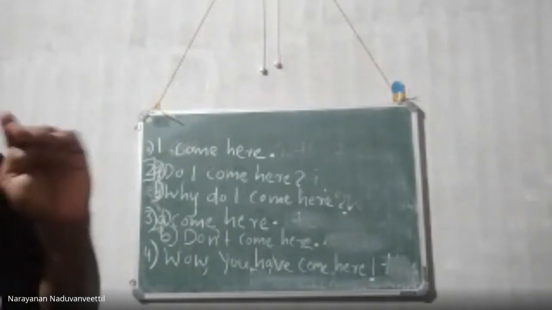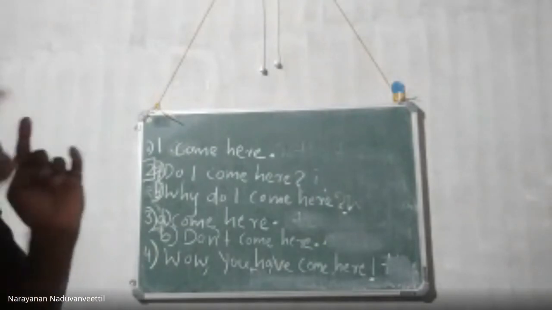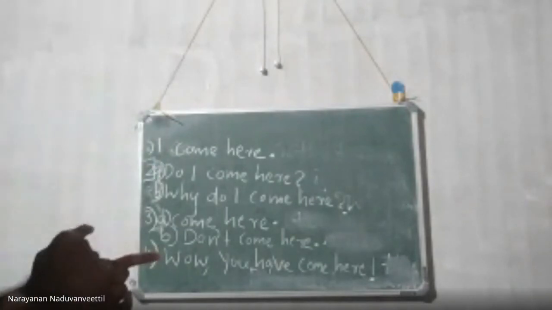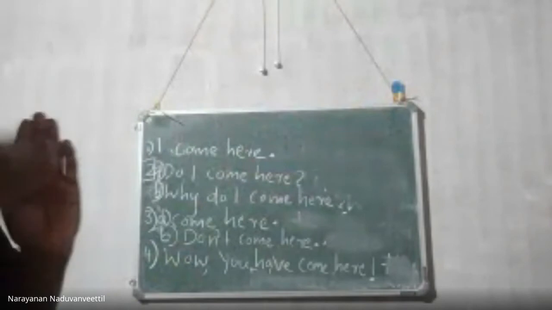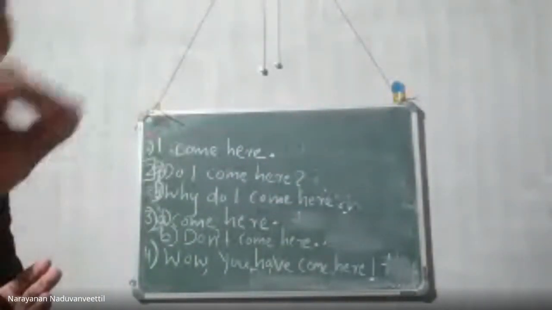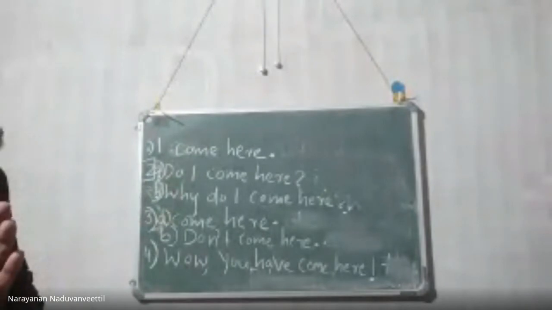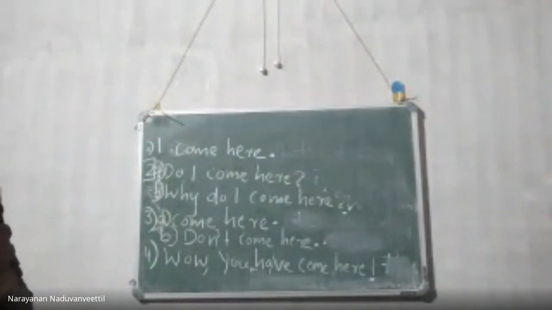And you, objective position. What is the objective position of you? Once again, "you love me": you is in subject position. "I love you": you is in objective position. That objective position of you changes to him or her if the you means a single person. If the you means more than one, plural, that would be them.